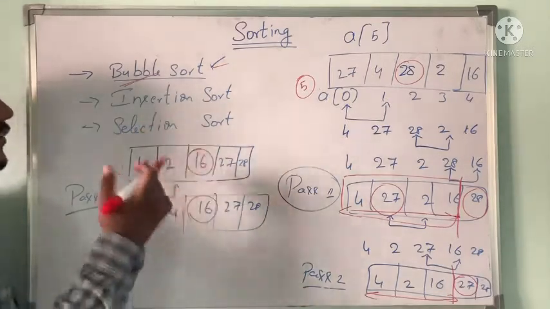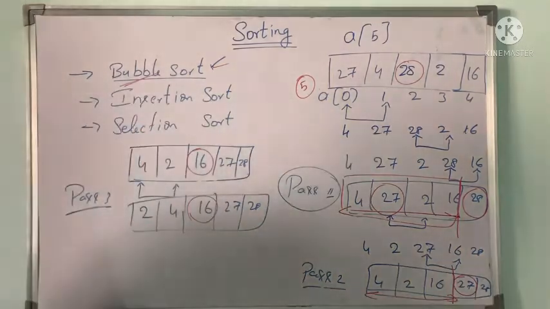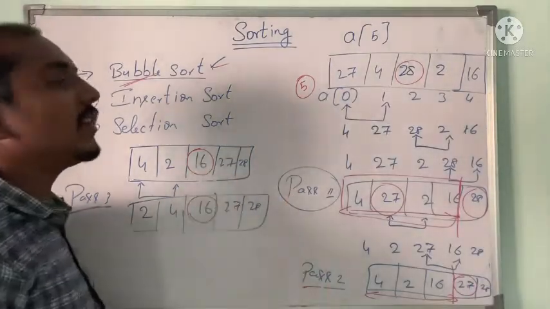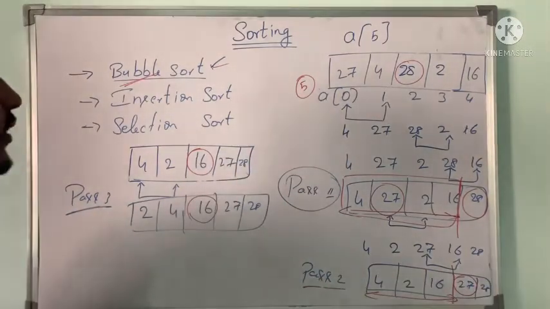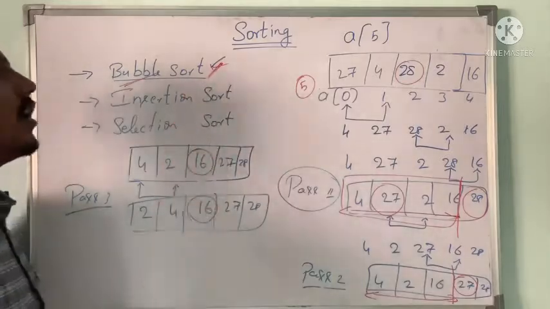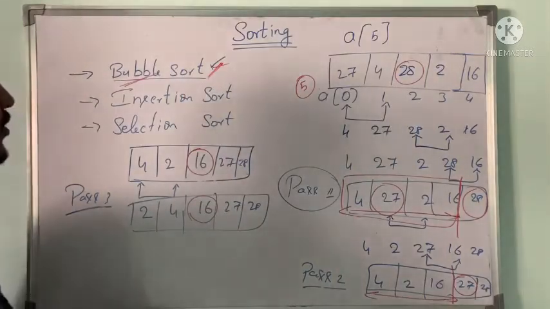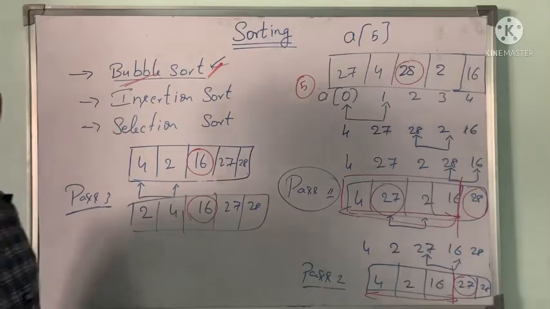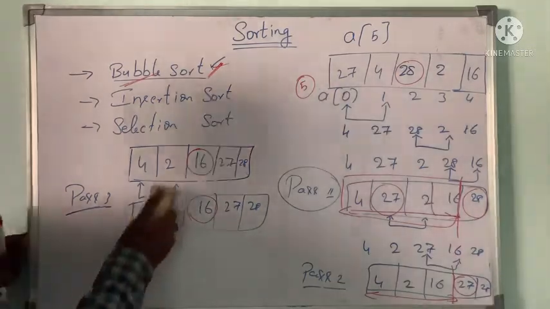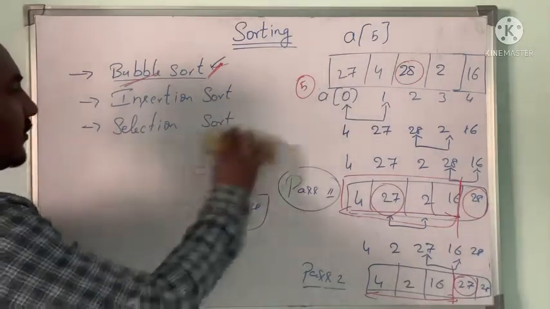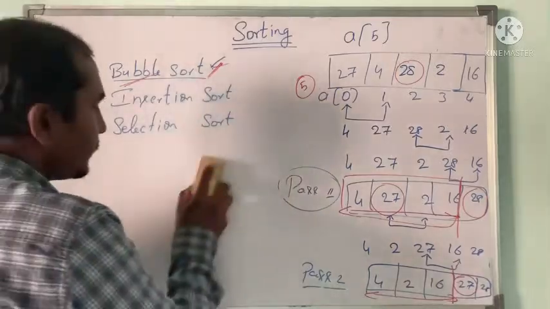Like that, we are going to reduce the number of comparisons as the number of passes increases. That method we study as bubble sort. So this is the first method, which is nothing but bubble sort. Next we will see the next method, which is called insertion sort.